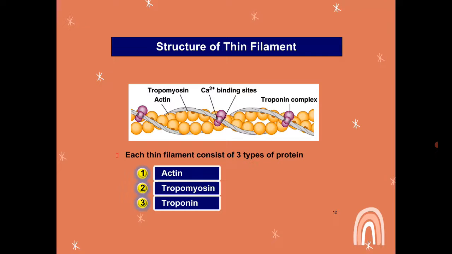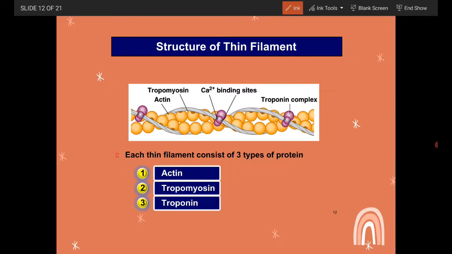Each thin filament consists of three types of protein, which are actin, tropomyosin, and troponin. So this is actin. The ball-like structure is actin. Tropomyosin. This is tropomyosin. And the last one is troponin. So this is troponin, or also known as troponin complex.